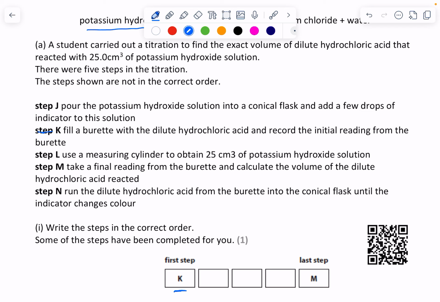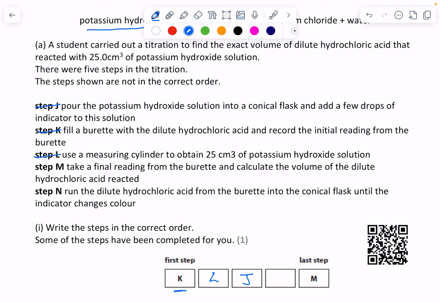So they're telling us here that the first step is K. K says fill the burette with hydrochloric acid and record the initial volume from the burette. If we now look down the line of other steps we need to include, the second step here is we now need to measure out the potassium hydroxide. So that would be step L. We're going to use a pipette to measure out the 25 centimeters cubed of the potassium hydroxide. And then we need to put that potassium hydroxide into a conical flask with indicator. So that's step J. Put that into the flask.